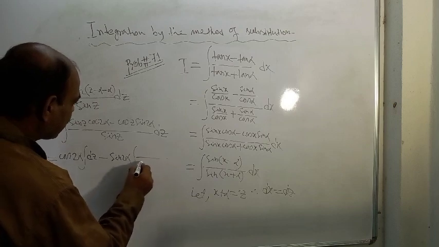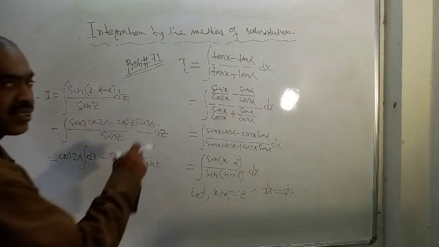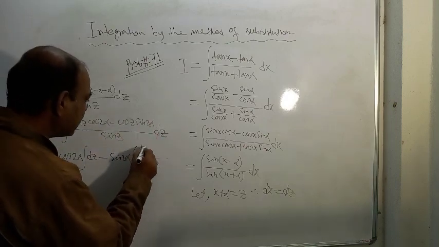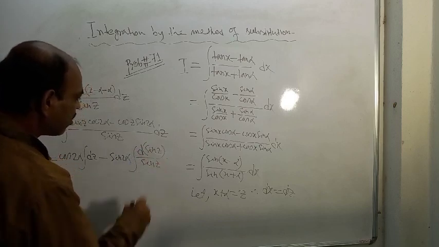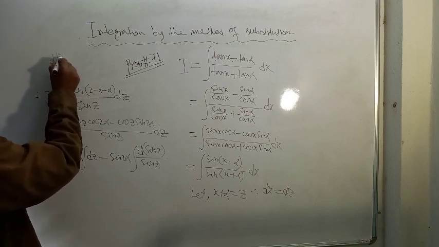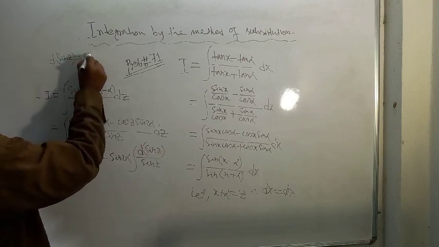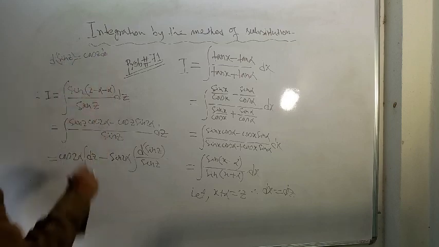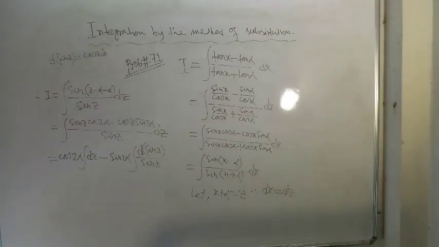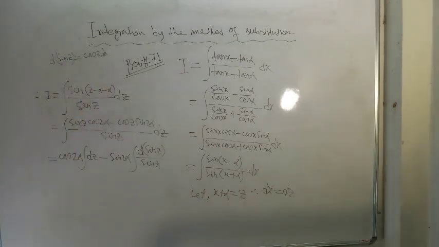Then in the denominator sin z is there, and in the numerator cos z dz, and cos z dz can be written as d of sin z. Here I am showing d of sin z is equal to cos z dz. How is this coming? d of sin z is equal to cos z dz. I think you already know this thing.